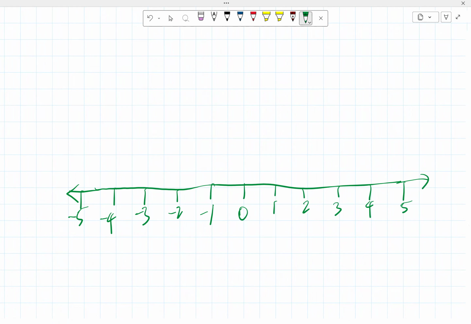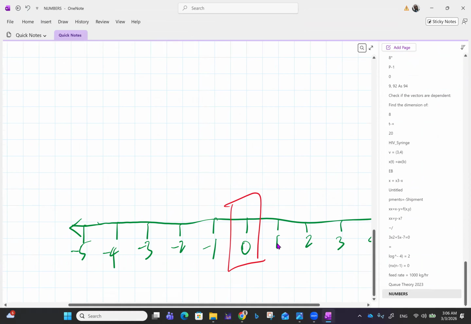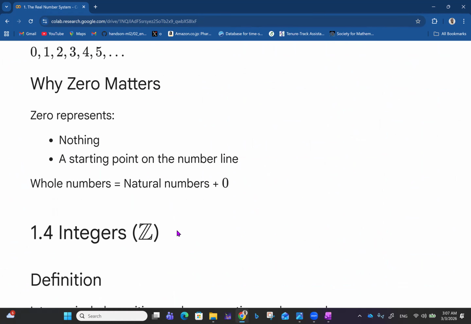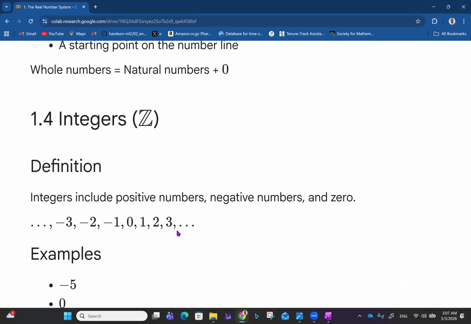So this zero is very important. It's like a reference point. If you go to the right of zero, you have positive numbers. To the left of zero, you have negative numbers. So that's why zero is really important. And zero is not the worst number, by the way, because negative is worse if you're talking in terms of owing. If you have zero, it means you're not owing and nobody is owing you. If you have minus, you're owing someone. If you have plus, you are owed. So the whole numbers are natural numbers plus zero.